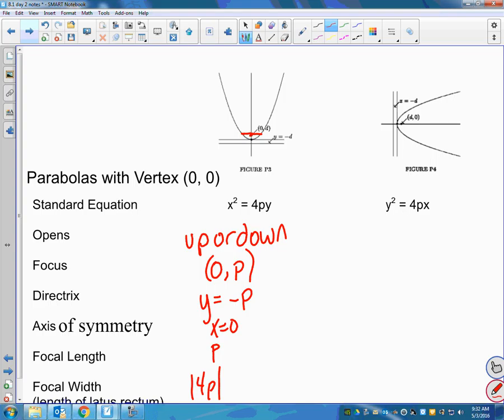So same thing on this side. Hopefully you're going to see what changes is that now x is not squared, y is, which means that this is going to open left or right. And again, the same thing occurs.